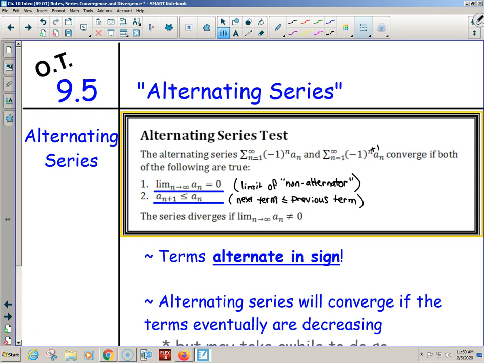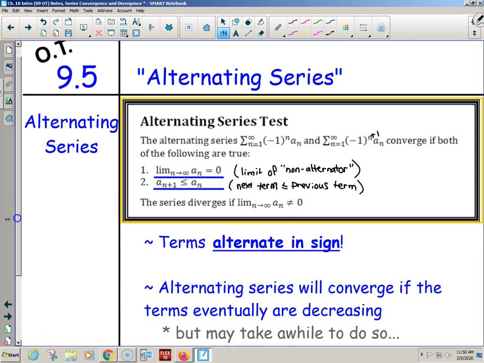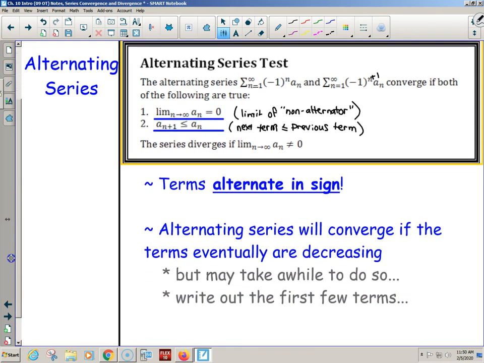And then, wait a minute, why can I say the series diverges if the limit of the nth term is not 0? Exactly. Technically, it failed the nth term test. So it's saying that with alternating series, failing the nth term test causes divergence also. Any series whose limit is not 0 is going to fail to converge, aka diverge.